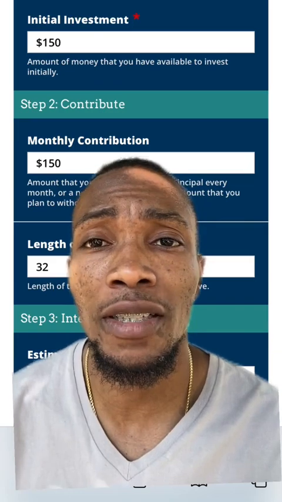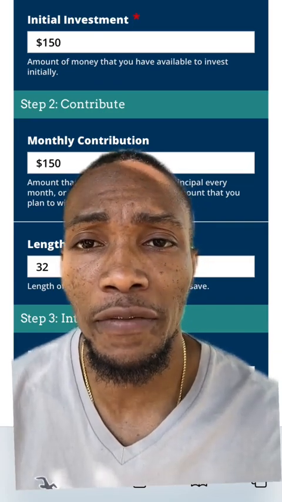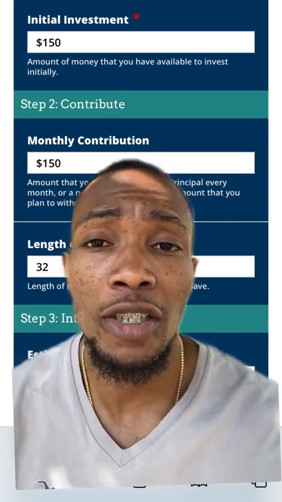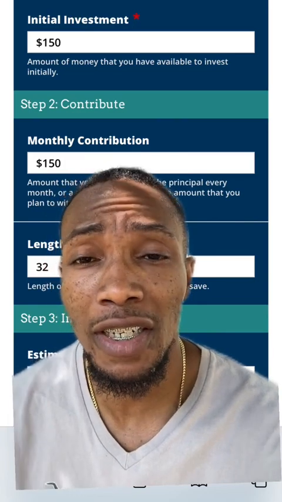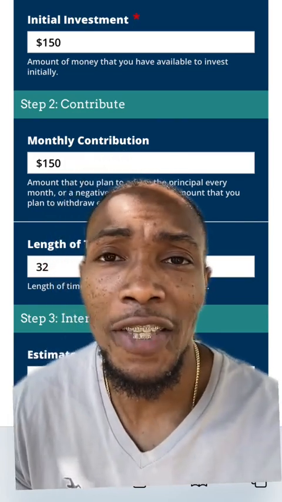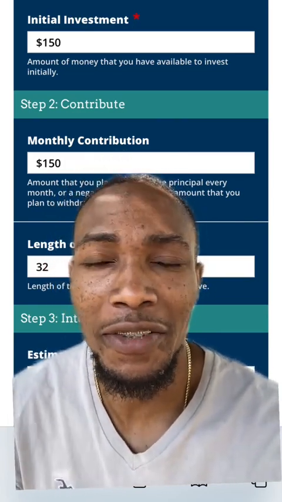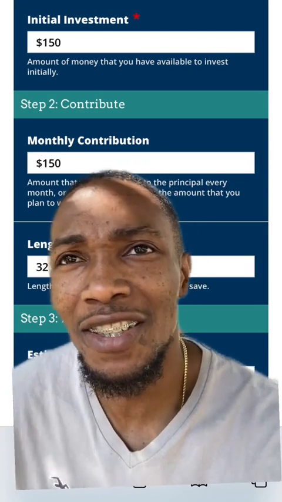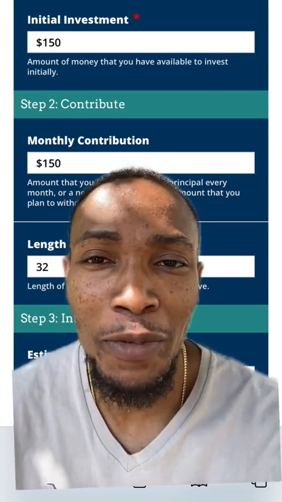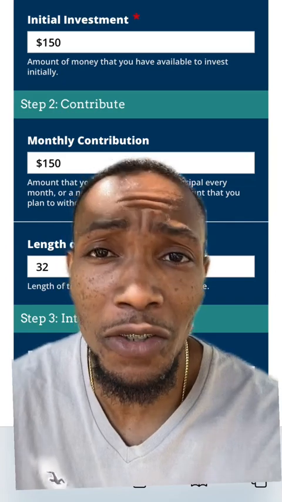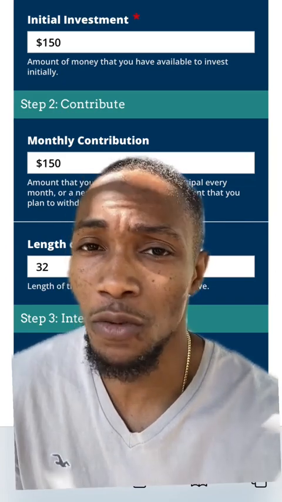So we're going to be starting this investment with $150 and we're going to be contributing $150 monthly. The length of time to achieve this is going to be 32 years. Somebody's going to say, so long, but guess what? A lot of people work for 30-40 years and don't know what $1,000,000 looks like, so why not?